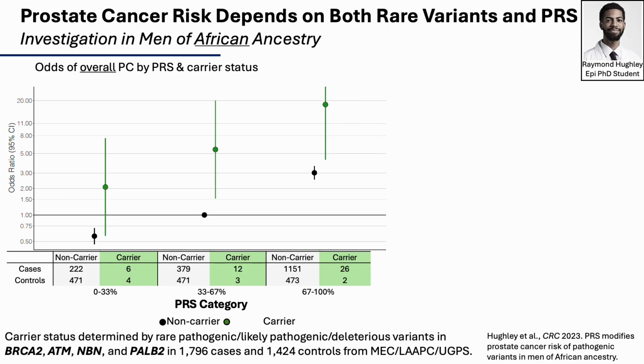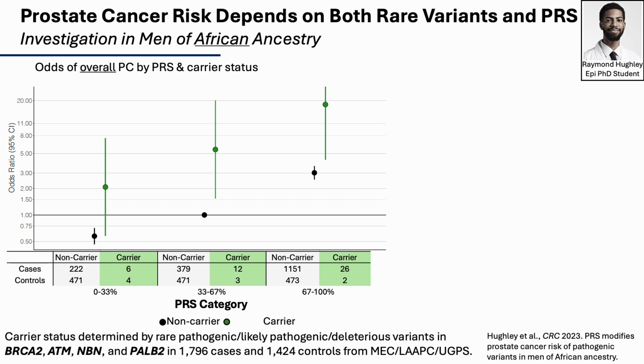Subsequently, we conducted a similar study in a large sample of African ancestry men. This is done in over 3,000 men. Most of them were African American men, but it also included a large number of men from Uganda. And here we looked at carrier status for rare pathogenic variants in BRCA2, ATM, NBN, and POLB2, as those have been shown to be big risk factors for prostate cancer in African ancestry populations. And we saw similar results in this study.